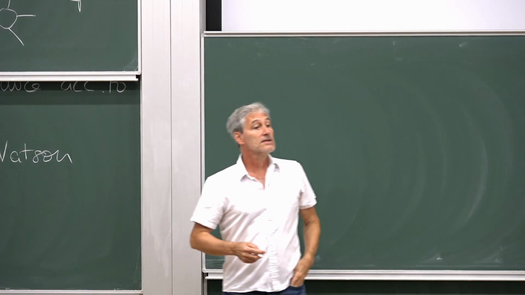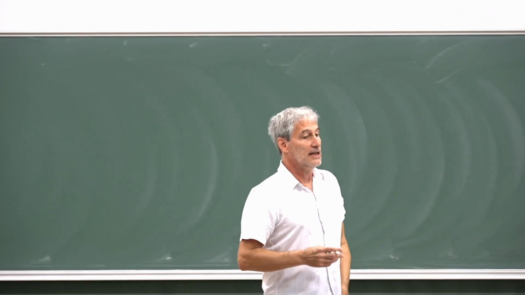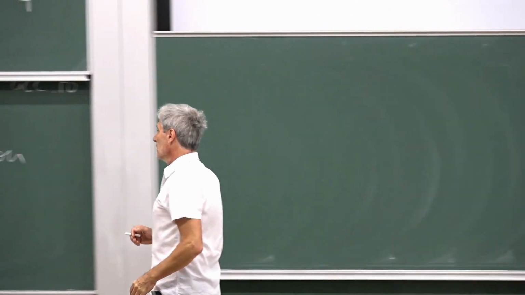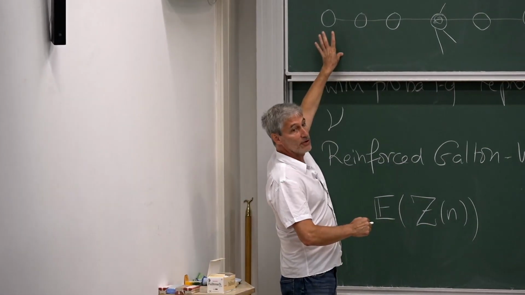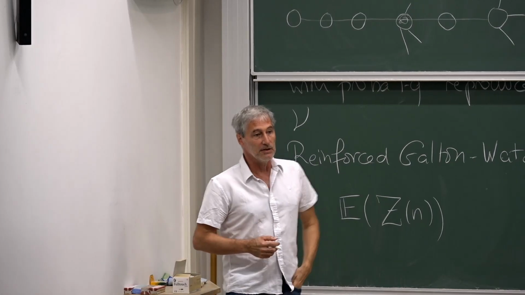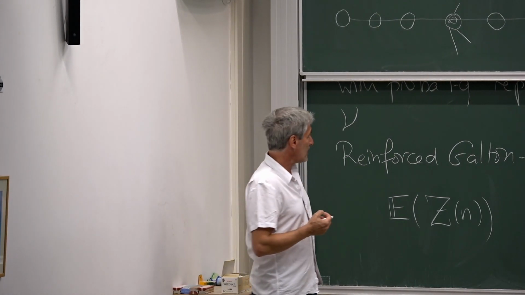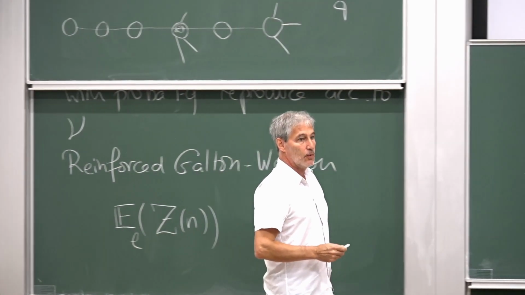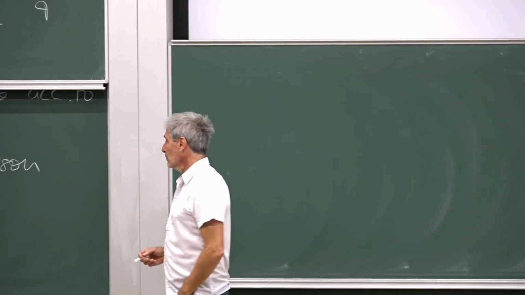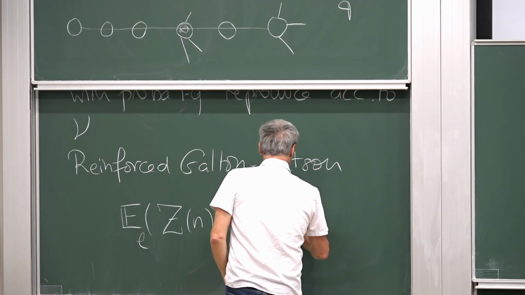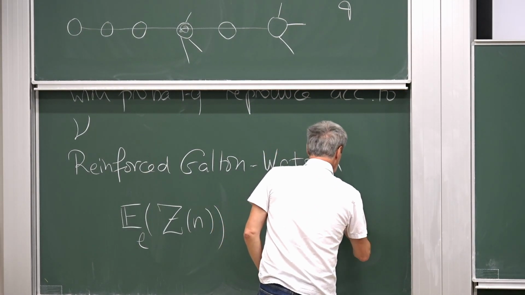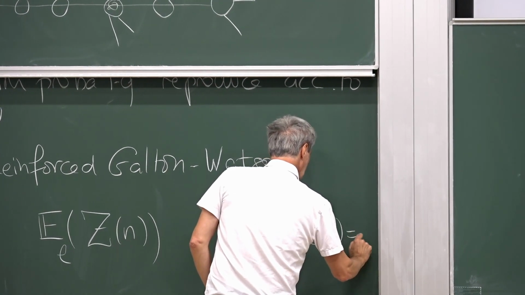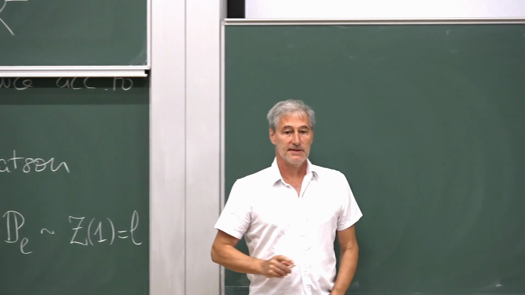What is Z of n exactly? Sorry? Is it the population size? It's the population size at generation n. And to be a bit more specific, you see that in these models, the ancestor will play a very important role. And I will denote with a subscript L when the ancestor has L children. So here the probability P_L corresponds to the fact that Z of 1 is equal to L, the ancestor has L children.